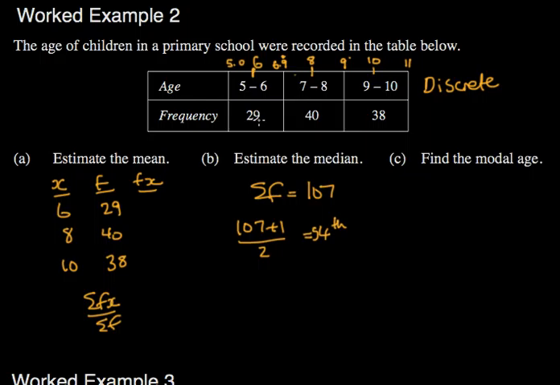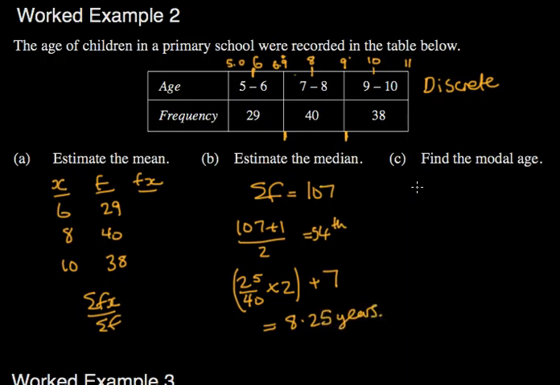54 minus 29 is 25. So we're going from here to here, 25 parts out of 40. So 25 over 40 is the fraction that we're going into this by. We're going into this area, this range, which is 2 years, so we have to multiply that by 2, and then add it to our beginning age, which was 7. By completing this, we would find that it's 8.25 years.